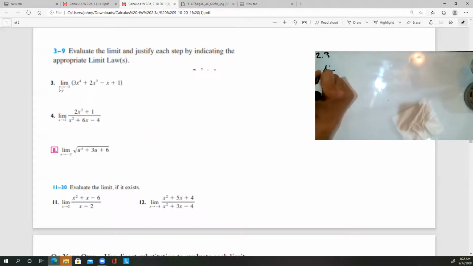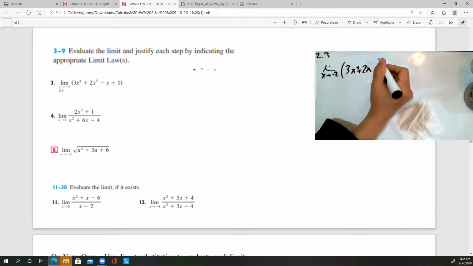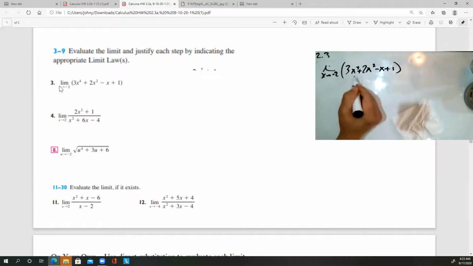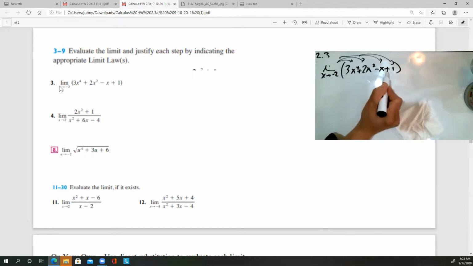What's the limit as x approaches negative 2 of this function: 3x to the 4th plus 2x squared minus x plus 1? The limit of its sum or difference, we just distribute to all terms. Remember, a term is separated by adding or subtracting. So there's a first term, second term, third term, and then fourth term, right? Remember, separation by adding and subtracting, which are the two most basic operations.